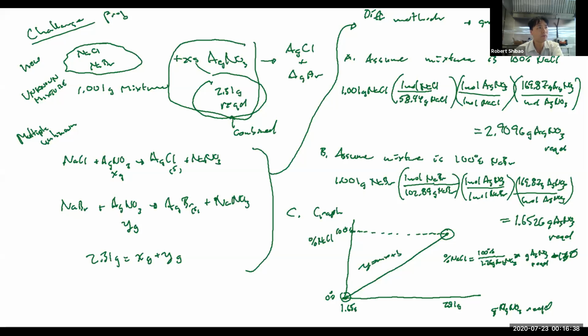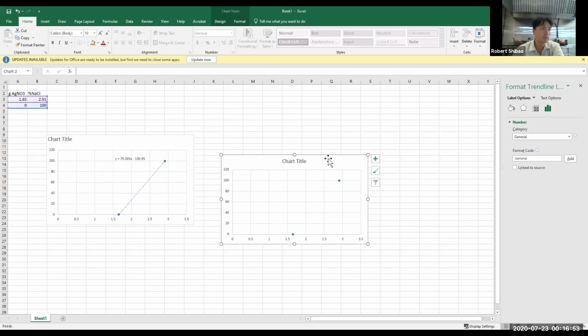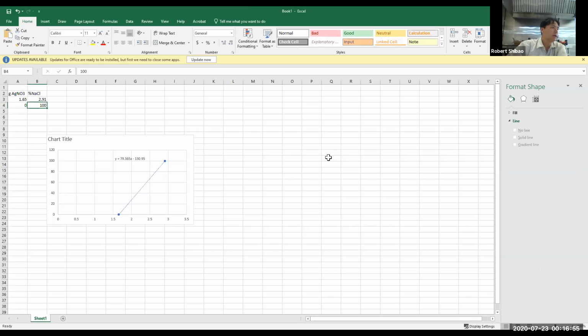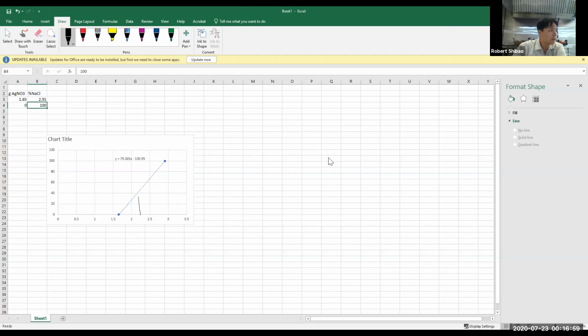I need to go to the whiteboard. Oh, actually, you guys can't see this, can you? Sorry. Well, I used 2.31. And so, here you go. I actually used 2.31, which is around here. 2.31 means I have about 50% sodium chloride, but we can plug that in here.